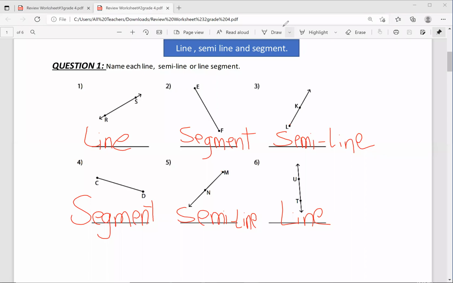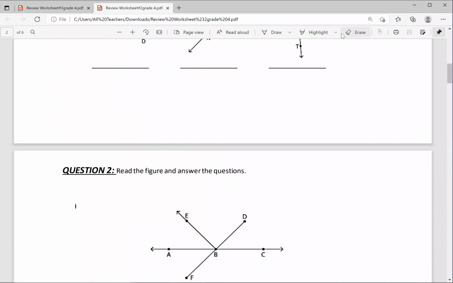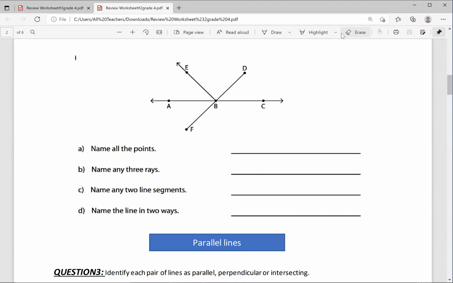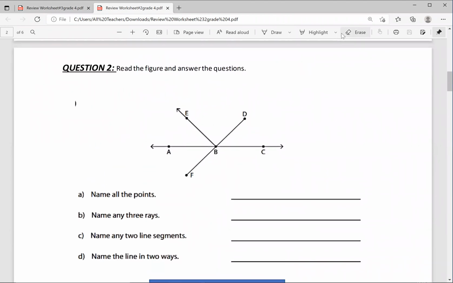So let us continue now to question number 2. In question number 2, we already have a figure, and from the figure, we have to pick out all the points. So what are the points that are in the figure? It's point A, point B, C, D, E, and F. So those are the points.